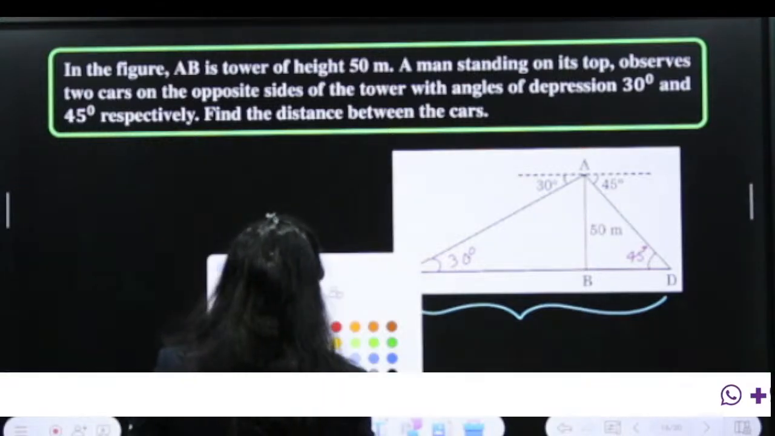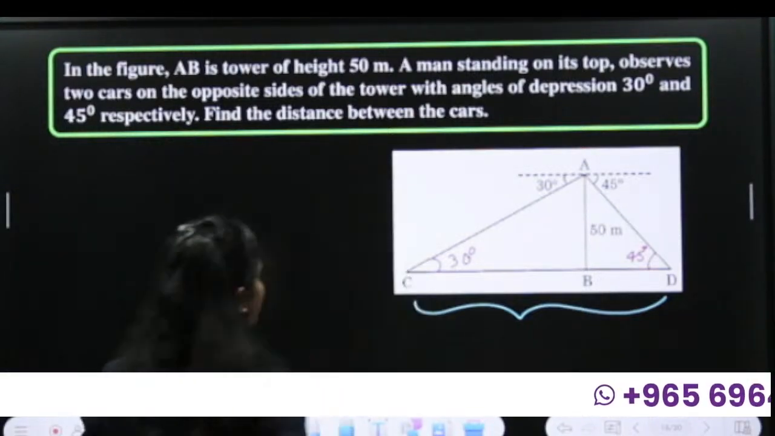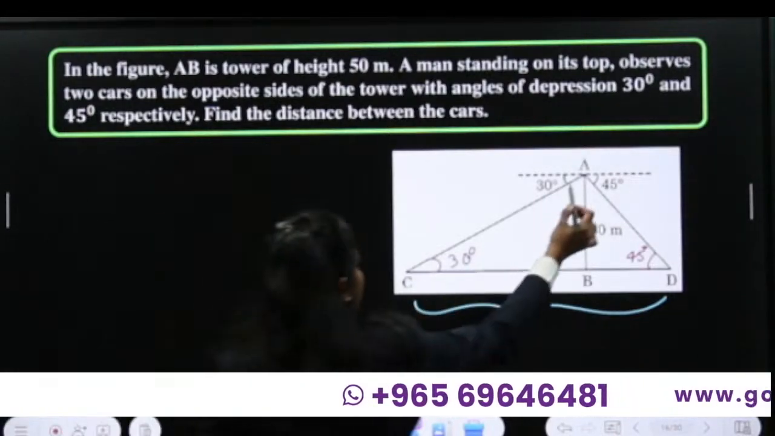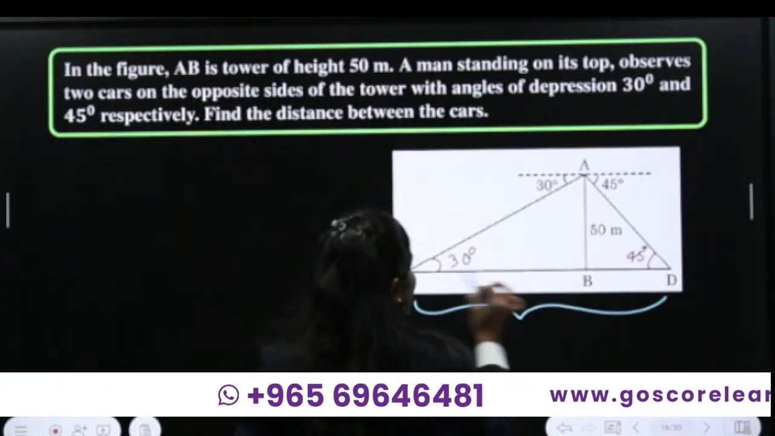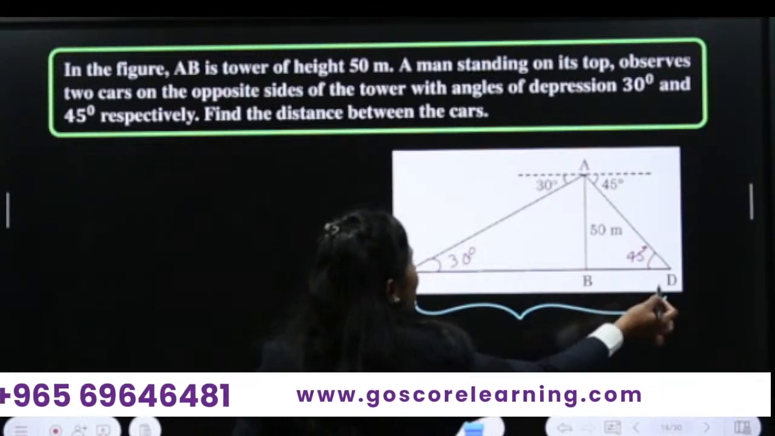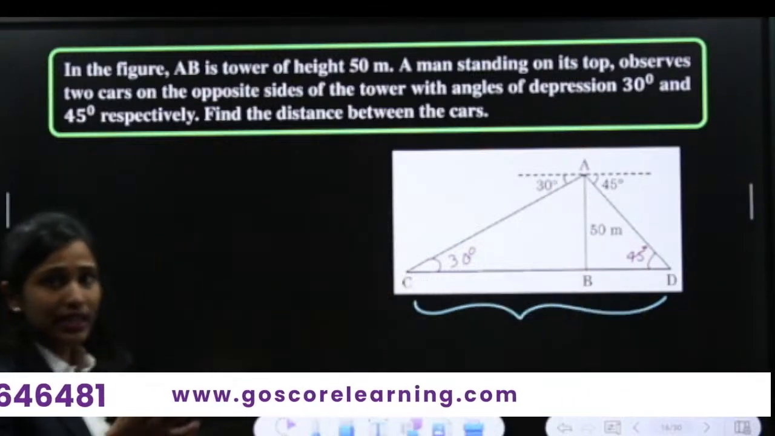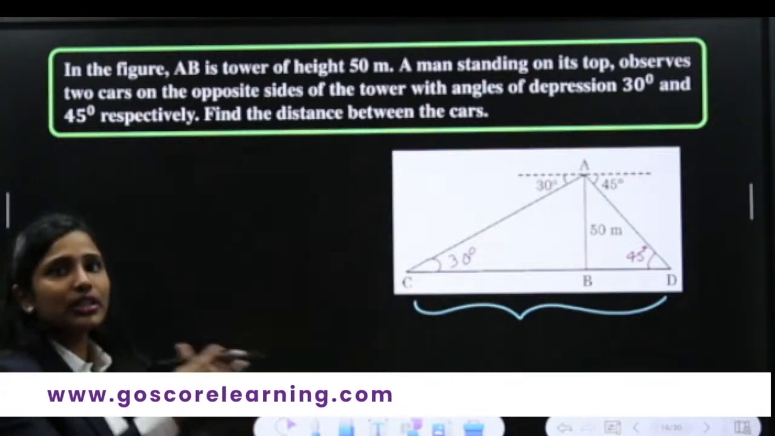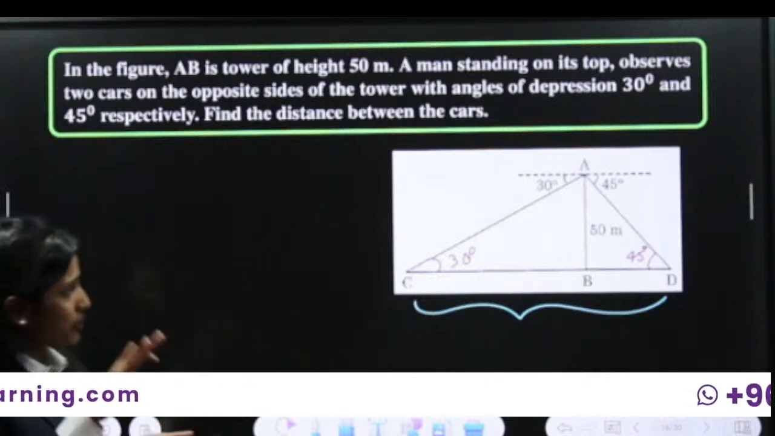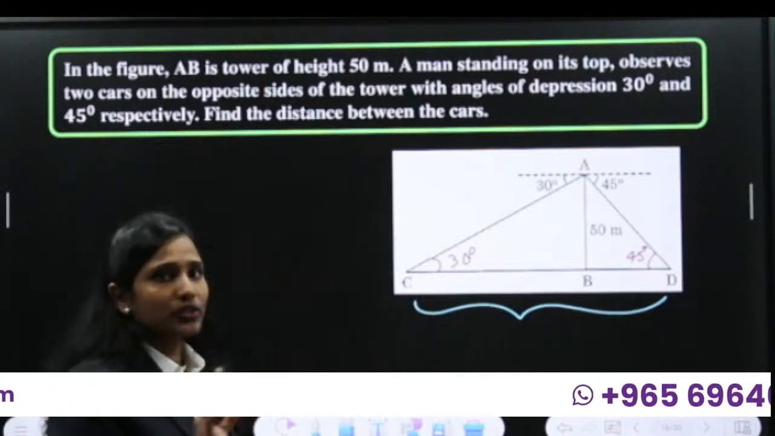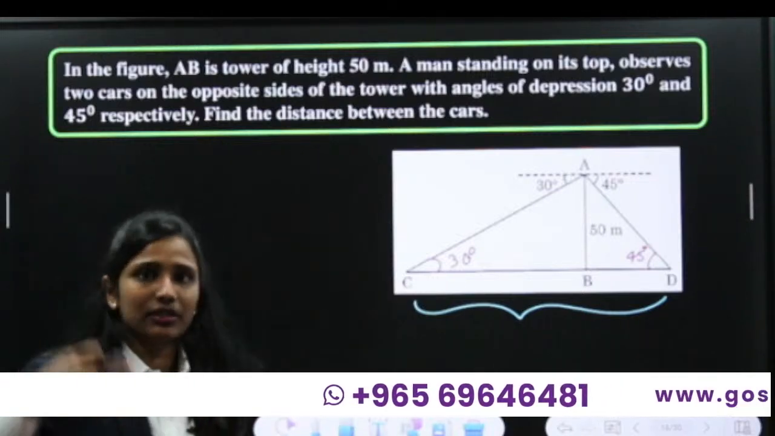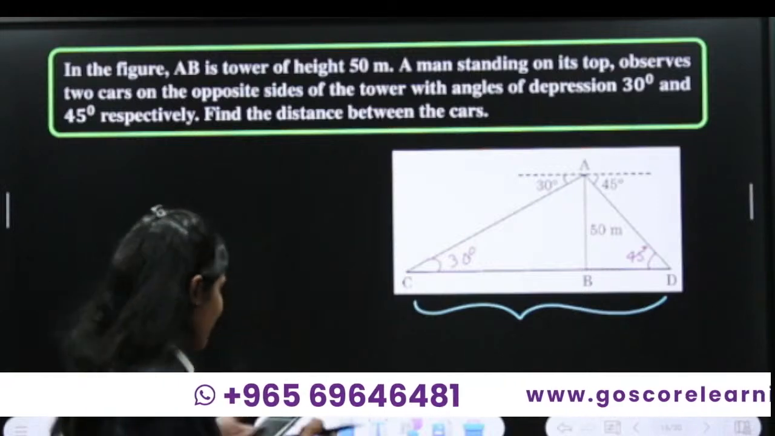Practicing this numerical is very helpful. Now, what we need to find is the distance CD. We'll take this triangle ABC first, then we will find CB, then we will take triangle ABD, then we will find this BD, then we will add both CB plus BD, then we will get the distance between the cars. The one who prepares this question paper has a love for vehicles. We have boat, we have car, everything is here. Sometimes there will be aeroplane, everything.